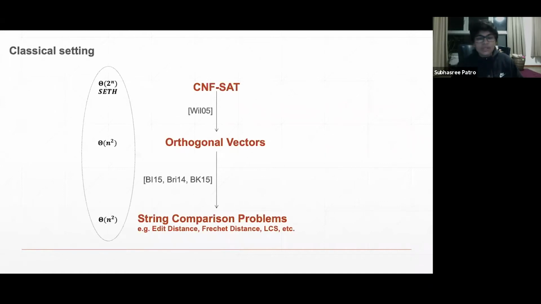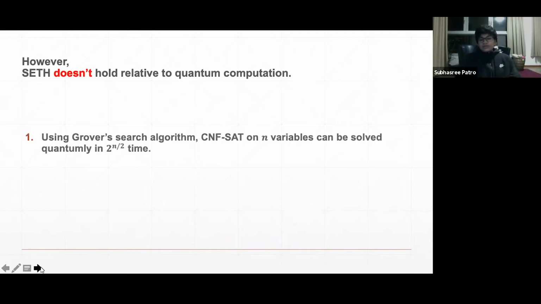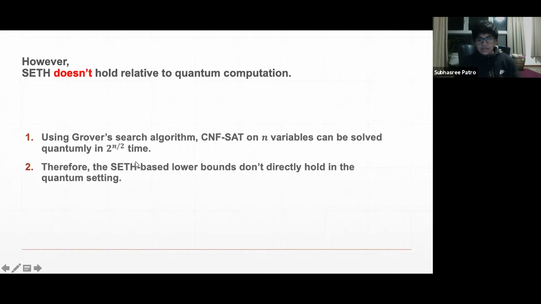Okay, now what is interesting is, SETH doesn't hold in the quantum setting. The reason it doesn't hold in the quantum setting is as follows. One can run the Grover search subroutine over all the possible assignments, and the number of possible assignments is 2 power n, right? So if I use a Grover subroutine over all these possible assignments to check if anything is satisfied or not, I can do that in 2 power n by 2 time, because I'll be only querying 2 power n by 2 of these assignments. Okay, so clearly that renders SETH false.